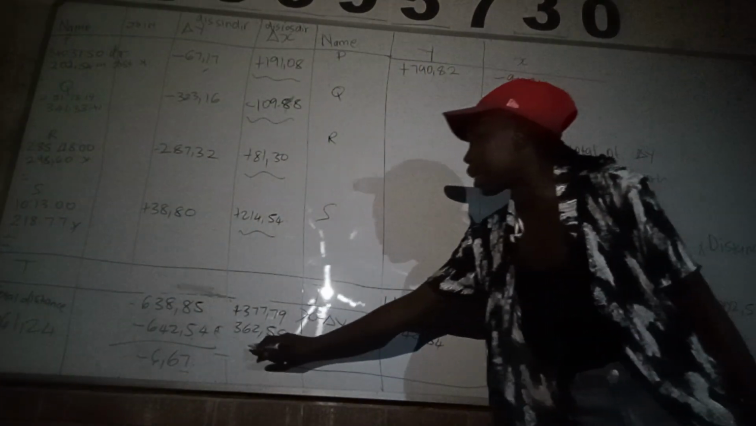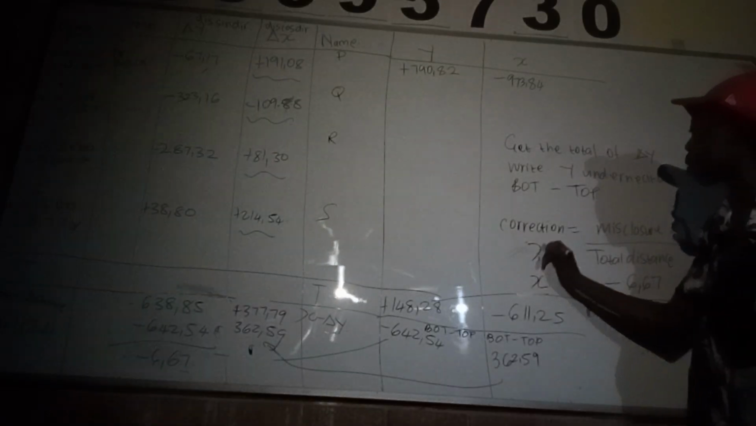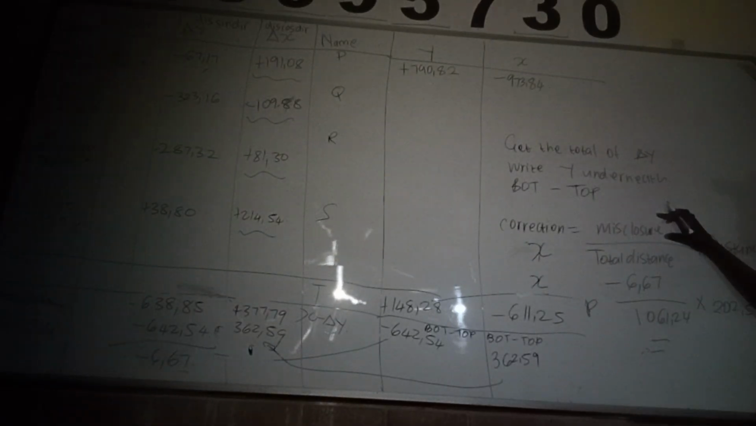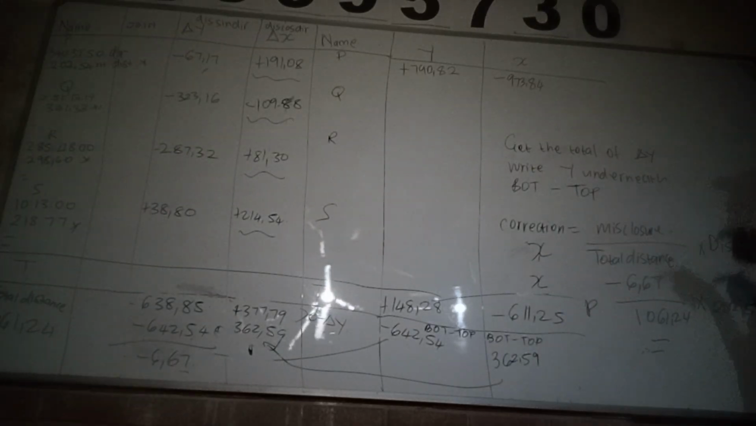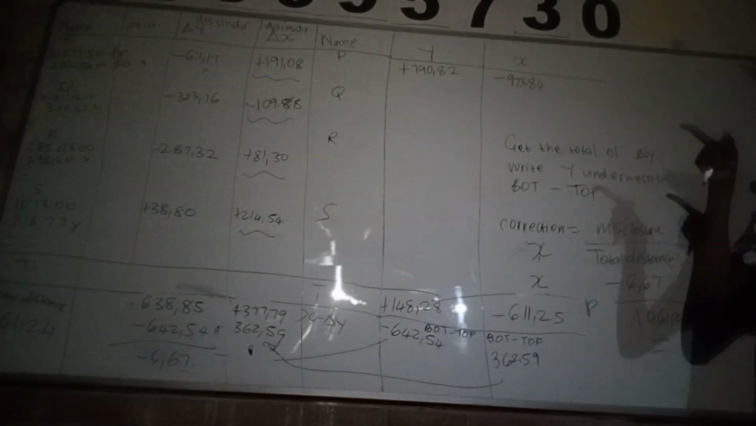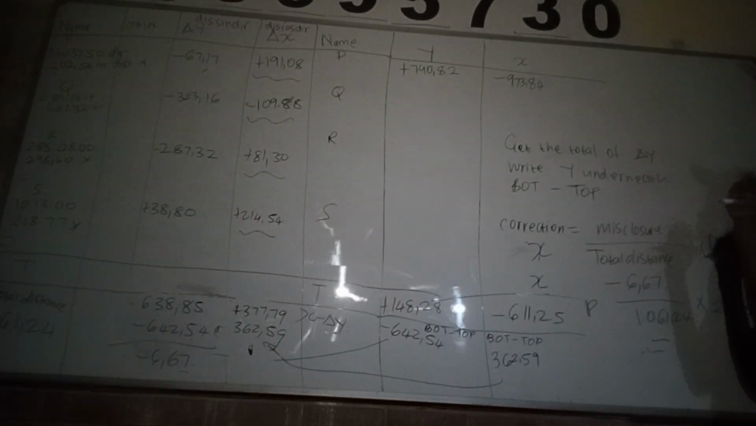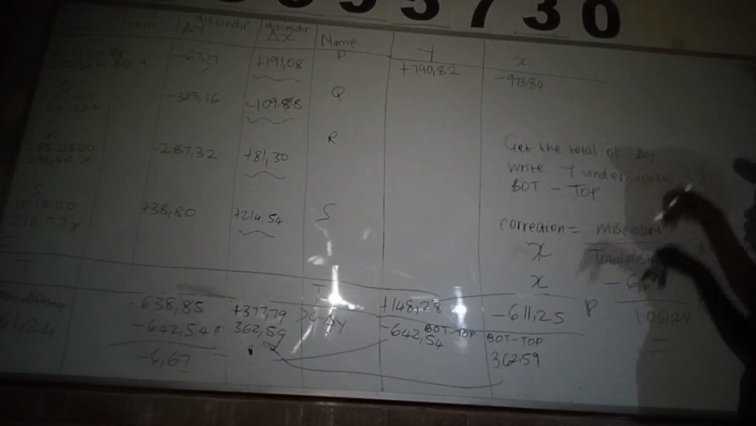The answer that you will get here is your misclosure. So you're going to put it here. So let's just say this will be our x. You're going to put the answer here and then divide by the total distance, which is 1061,24 multiplied by the distance. If it is for P, you're going to use the distance for P. If it is for Q, you're going to use the distance for Q. For R, we do the same thing. So yeah, we're done.